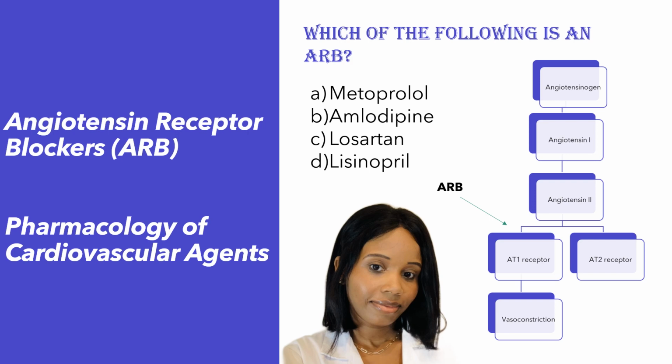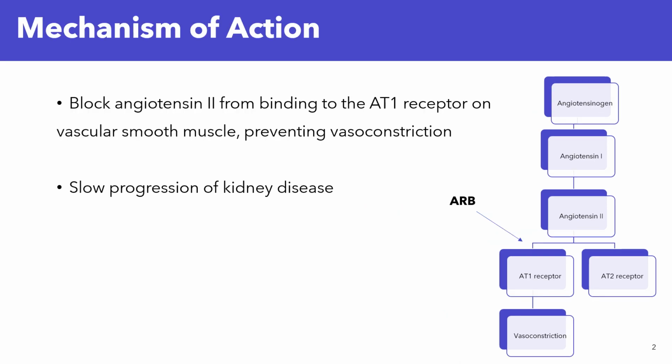Okay, let's get started. How do angiotensin receptor blockers work? Angiotensin receptor blockers block angiotensin 2, which is a vasoconstrictor, from binding to the AT1 receptor on vascular smooth muscle, therefore preventing vasoconstriction. Angiotensin receptor blockers are also known to slow the progression of kidney disease.